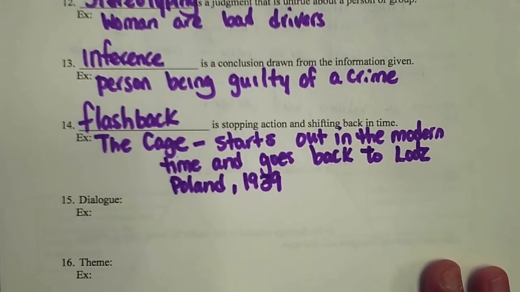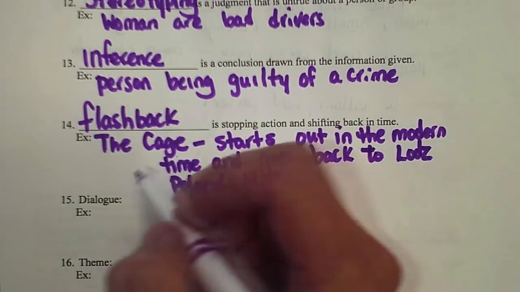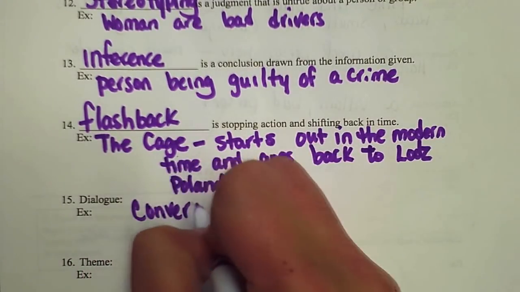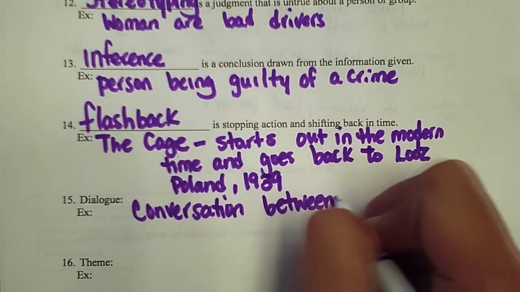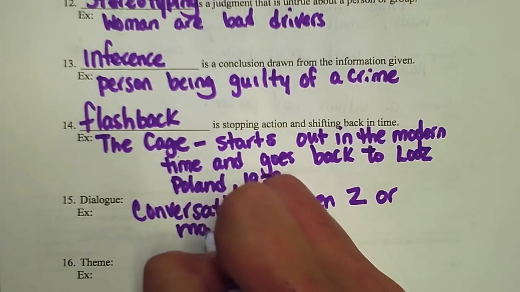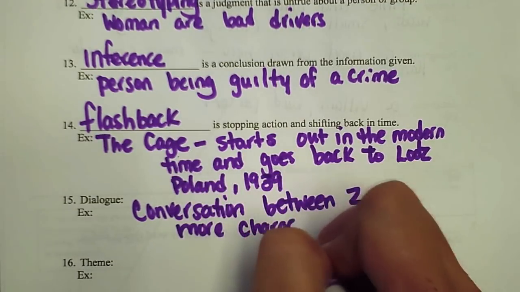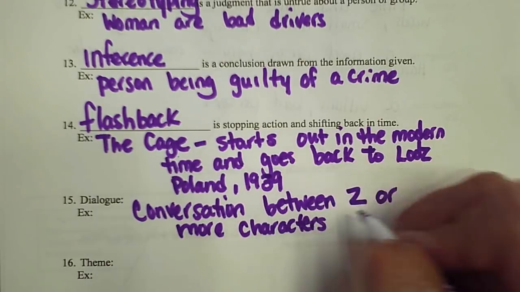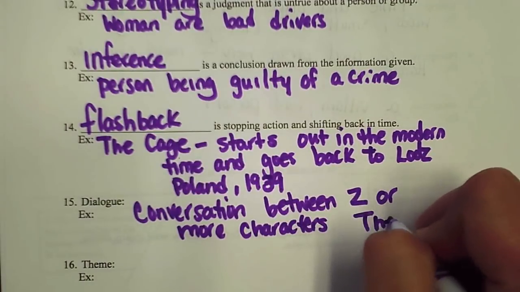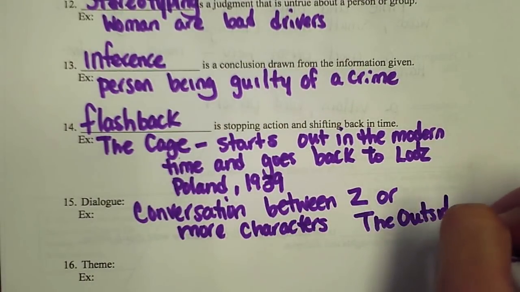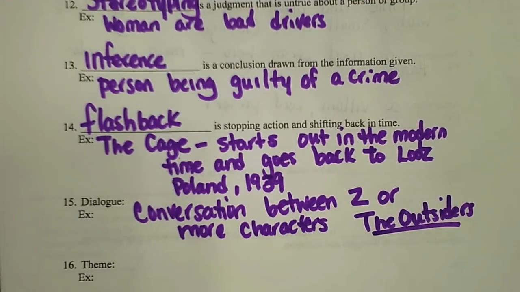Okay. Number 15, dialogue. Dialogue is the conversation between two or more characters. Bear with me if I'm taking over the space for your examples. You probably write smaller than I do. And a good example of that is we're going to read the book The Outsiders this year. And there are tons of different examples. Probably the two characters that have the most conversation or dialogue with each other are Johnny and Pony.